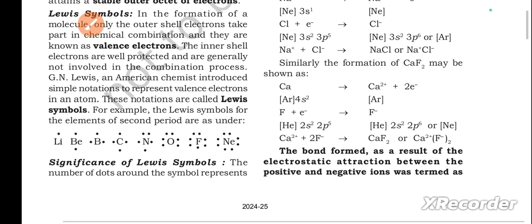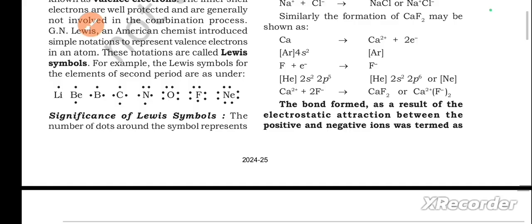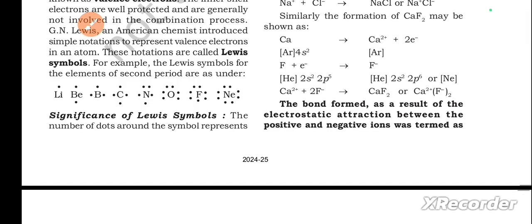Similarly, the formation of CaF2 may be shown as: Ca gives rise to Ca2+ plus 2 electrons. F plus 1 electron gives rise to F-. Ca2+ plus 2 F- gives CaF2, or Ca2+ (F-)2.